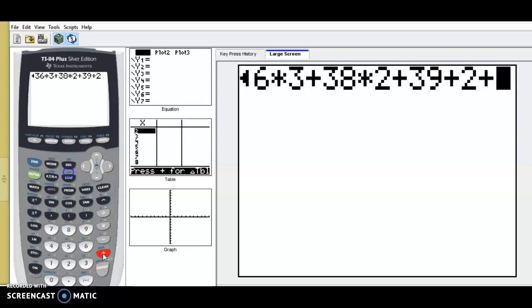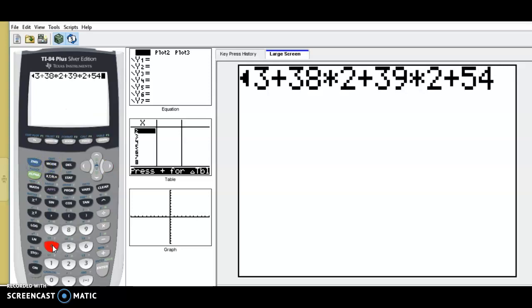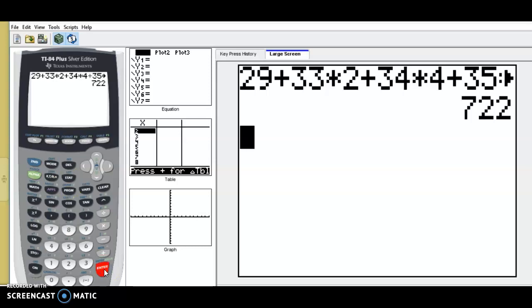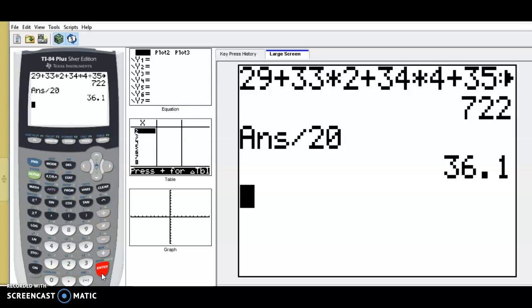And finally we had, oops, that was adding. Let's change that to multiplying. Hopefully that was the only mistake I had. 39 times 2, and then one car traveling 54 miles an hour. So we don't have to multiply that by anything because it's just one car. So the sum, 722. How many cars were there? 20. So we divide by 20 and get an average of 36 miles an hour.